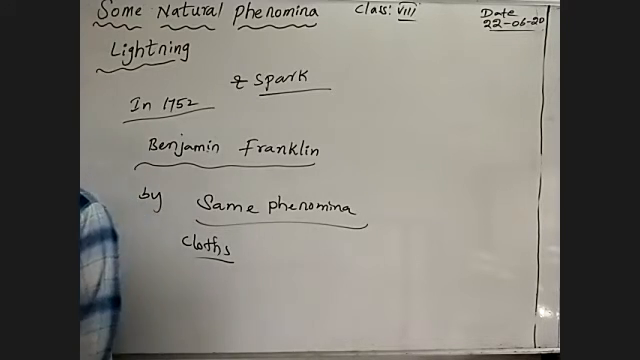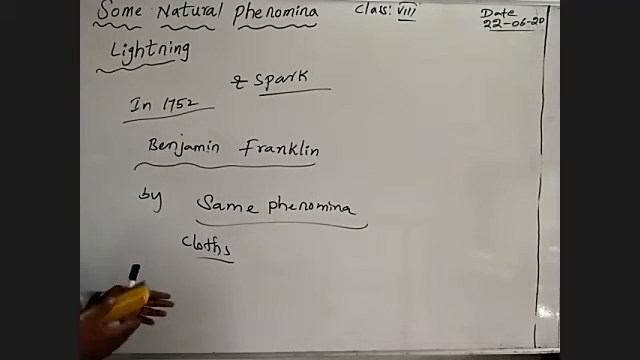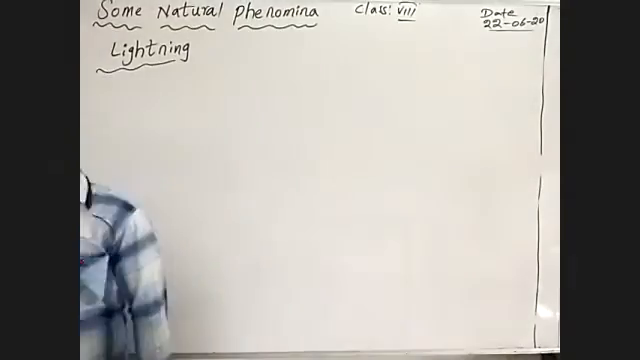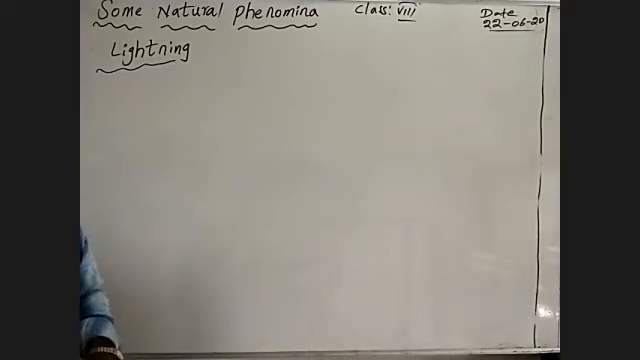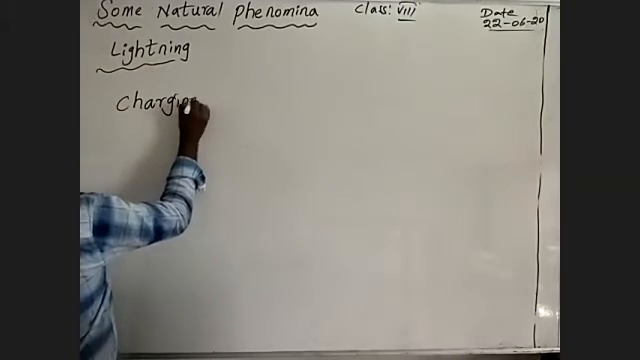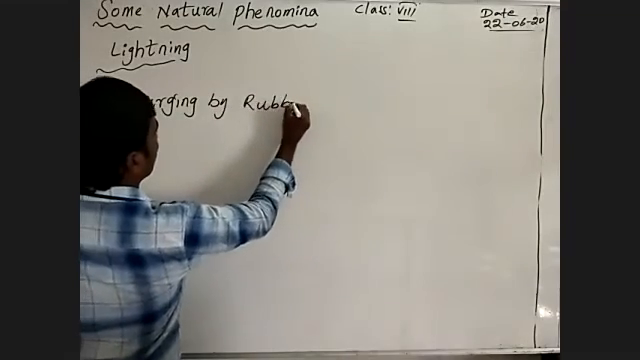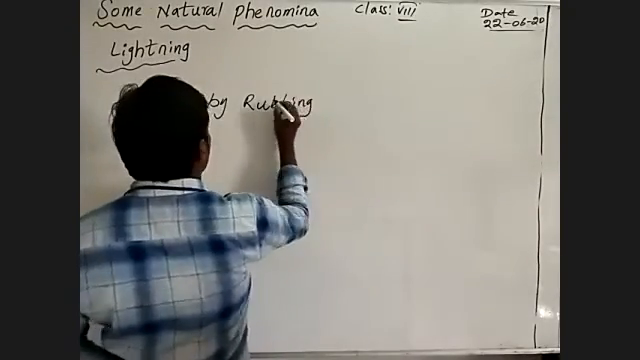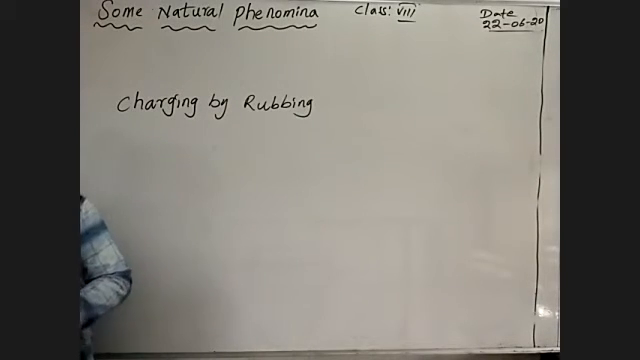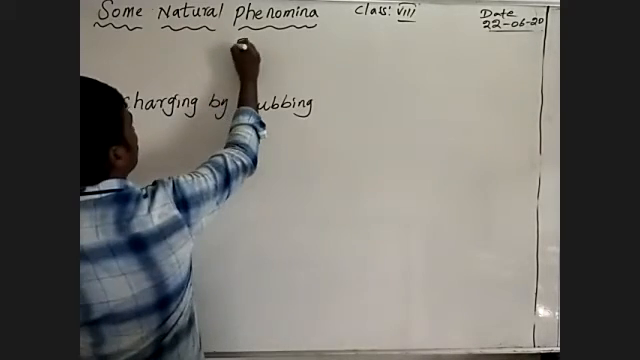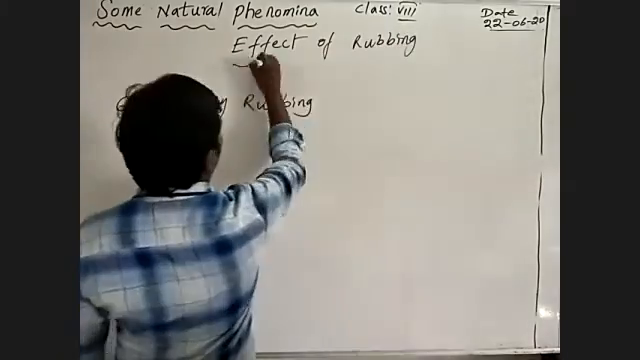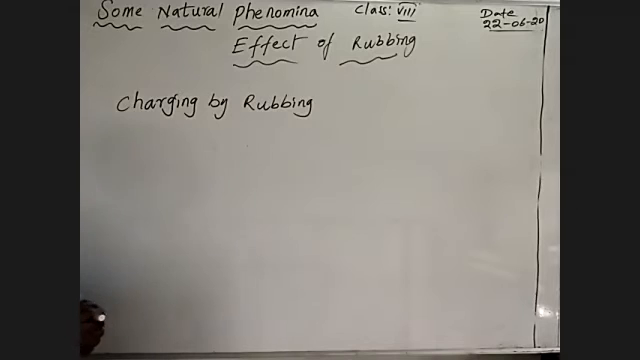Let's talk about how sparks form. What is the cause to produce a spark? Let's talk about charging by rubbing. What I'm talking to you is charging by rubbing, the effect of rubbing. We are talking about the effect of rubbing. Charging by rubbing. Let's talk about that.